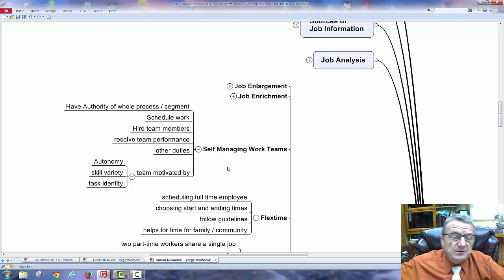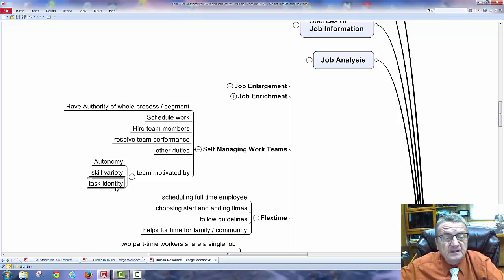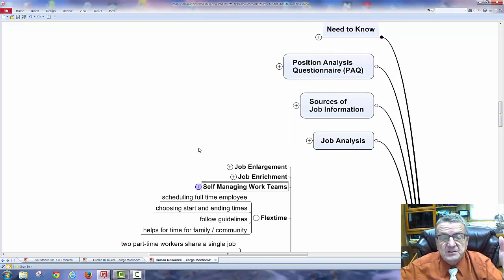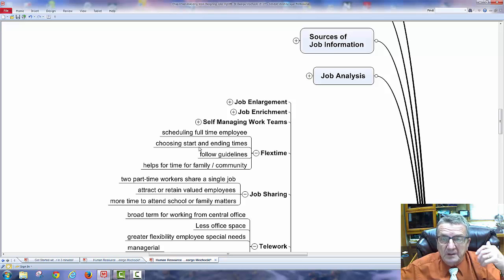So you have individuals that have the right variety, they identify with the team, they have their own self-motivation and everything else on there. Okay, so you have that self-managing team. You see more and more that's a way of motivating.